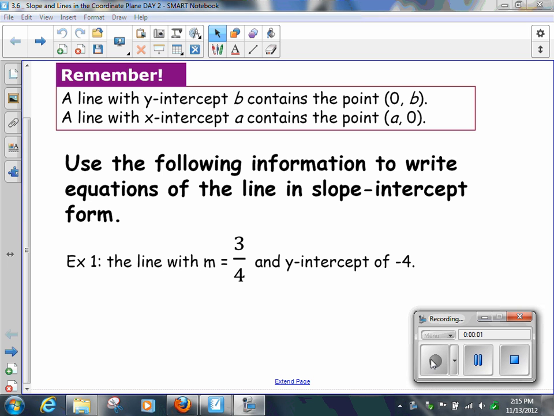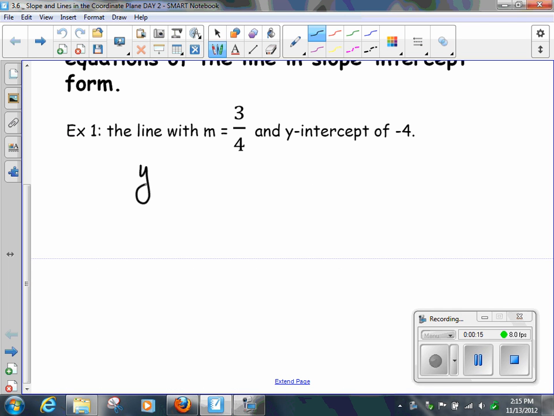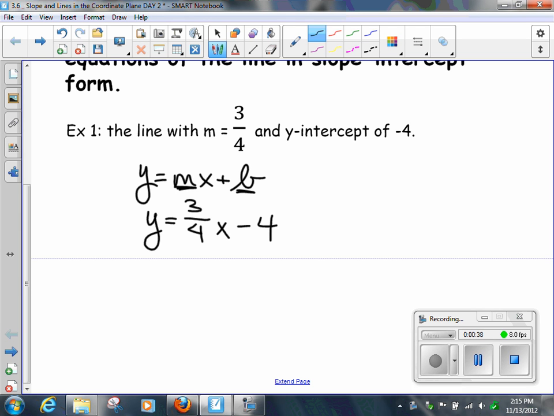Y-intercept form. Okay? You know how to do this. We did this all last week. So what am I going to do here? Y equals mx plus b. What are the two letters that I plug into? M and B. Do I know what M is? M is the slope. It's 3/4. And then my y-intercept, which is which variable? B, which is -4. How many of you agree? Y equals 3/4 x minus 4. Right on? Same thing we did last week.